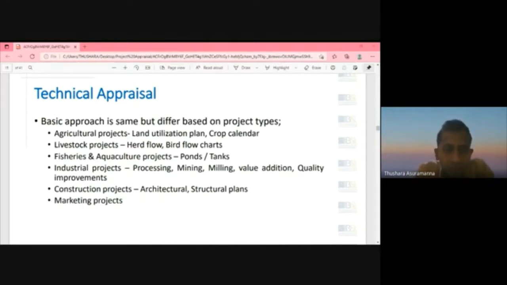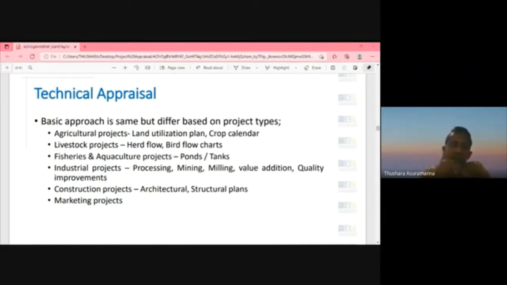So the important point here is, when you say technical appraisal, it's different from industry to industry. It could be different from project to project, right? Example, if you take an agricultural project, the technical areas that you would look into are, for example, land utilization, crop calendar, different types of crops, right? And then water methods like drip irrigation. So those are the areas that you would look into in an agri project.